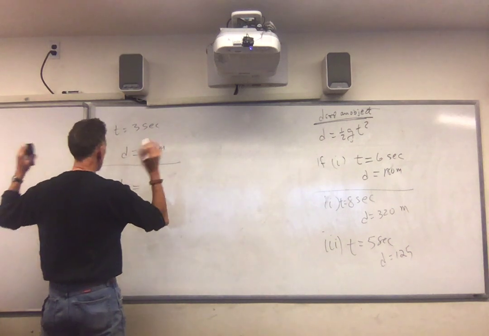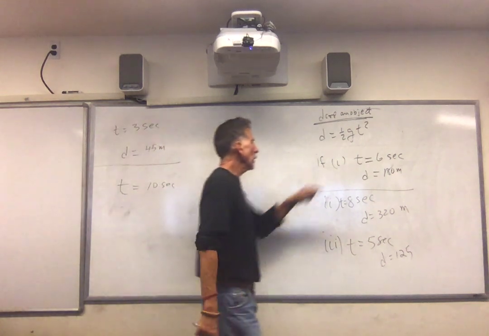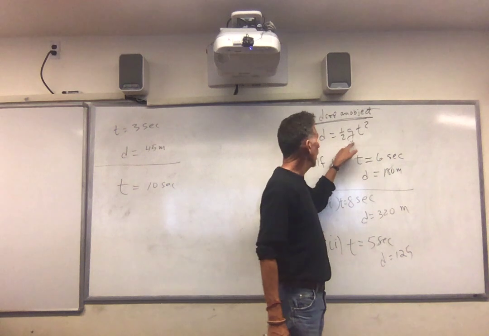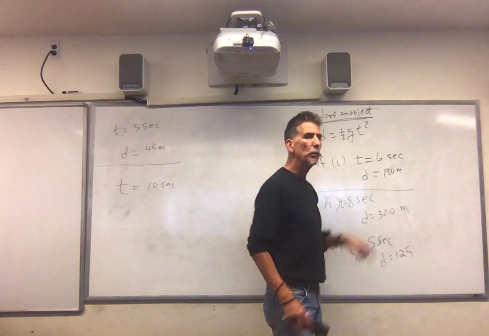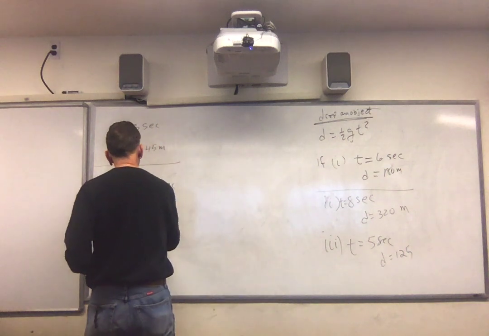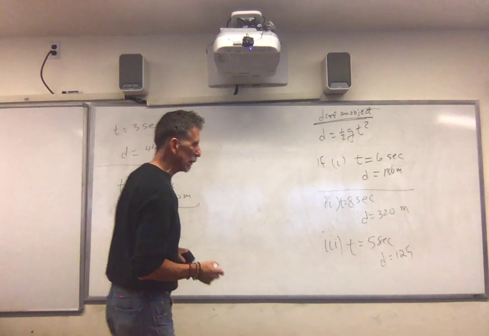T equals 10 seconds. 10 squared is what? 100 times 10 is 1,000. Divided by 2, 500 meters. One more because I'm getting really tired.